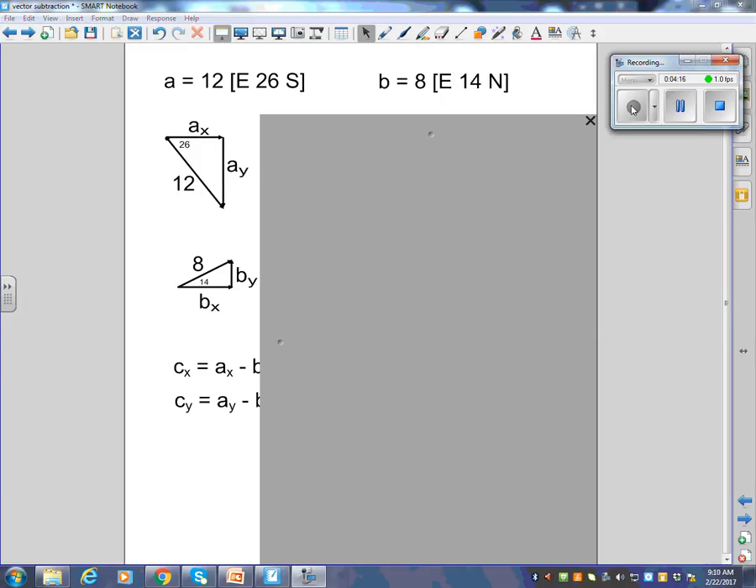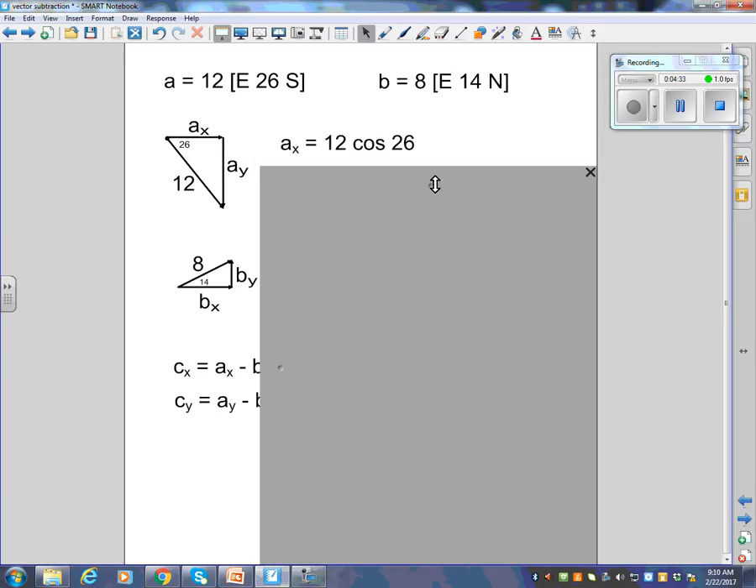Okay, so the next step is to find the values of A sub X and A sub Y. I like to do X first, no reason. X is beside the angle, so it's the adjacent side, so we're going to use cosine. A sub X equals 12 cos 26. It's to the right, so that's going to be positive. Oh, I haven't got them figured out. That's not very good.